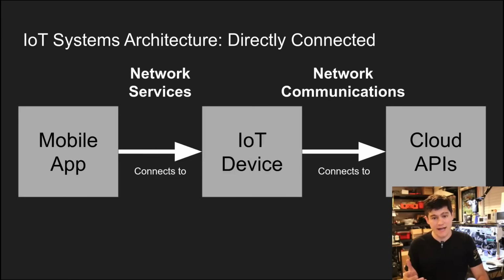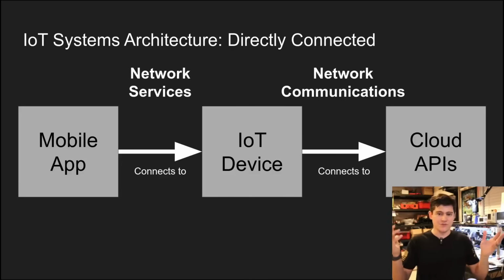And we can contrast this with what we're going to focus a lot more on in this section, because it's really where network communications come into play, and that is a directly connected architecture. Here the IoT device is in the middle. It is both potentially offering up network services, and we're going to talk about that in the next video, in part 5 of this series.